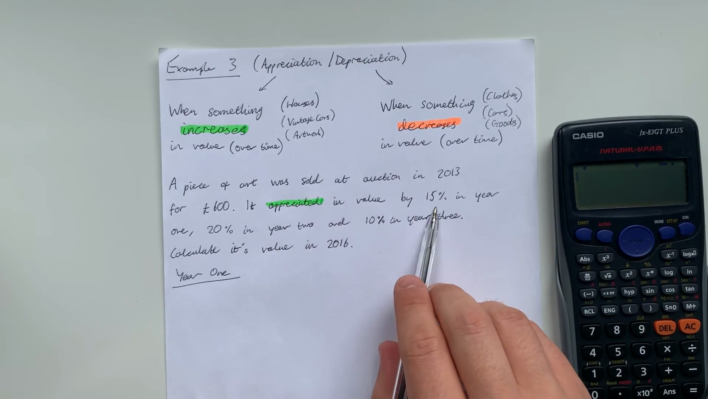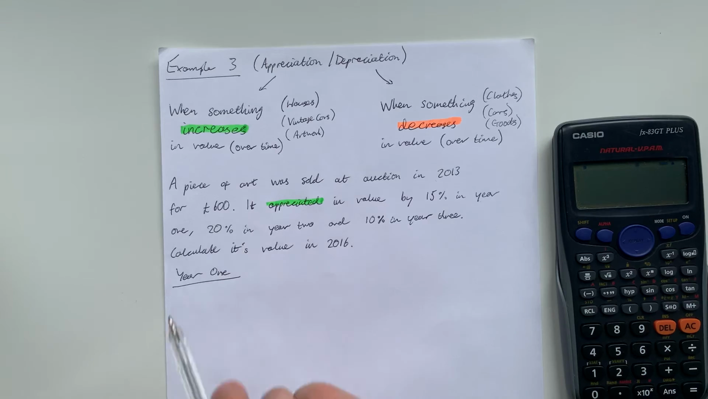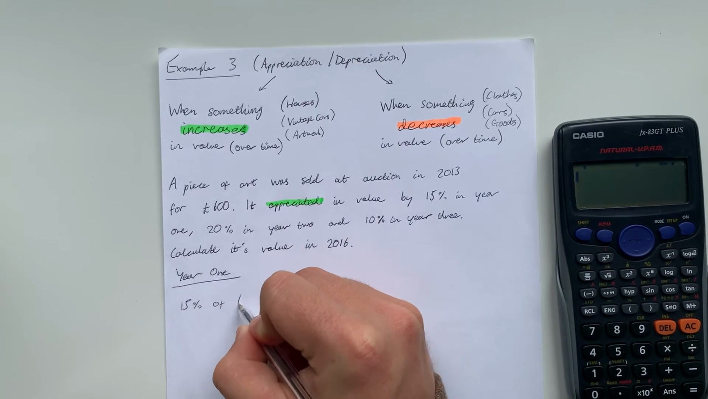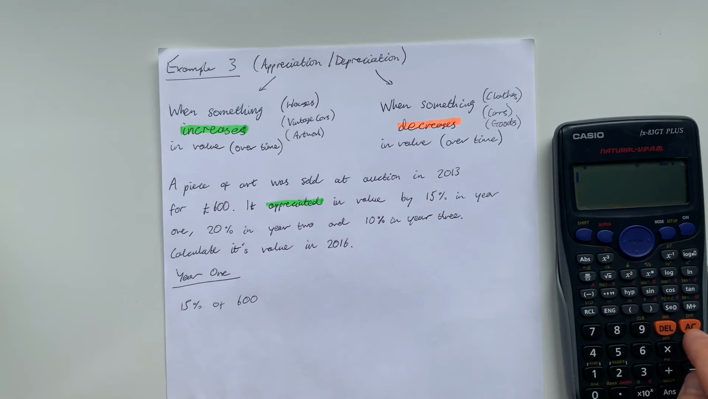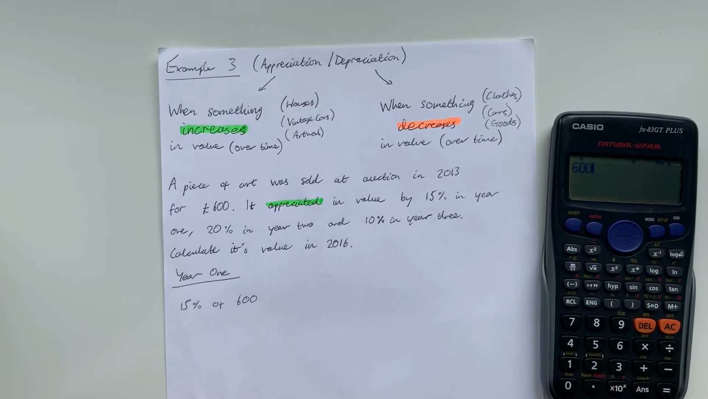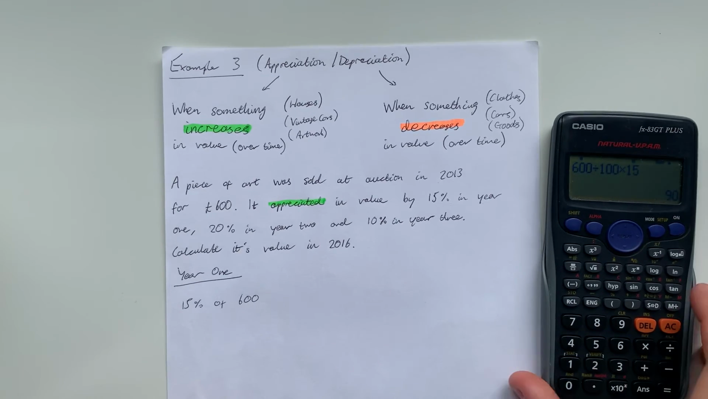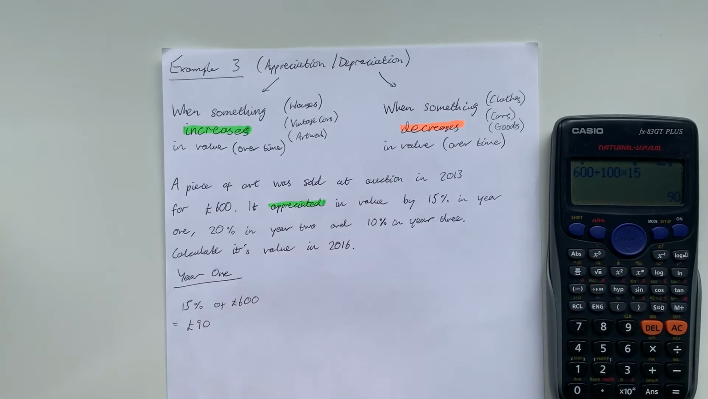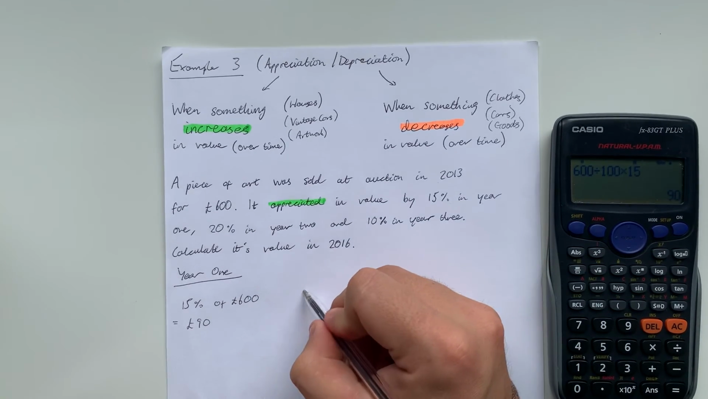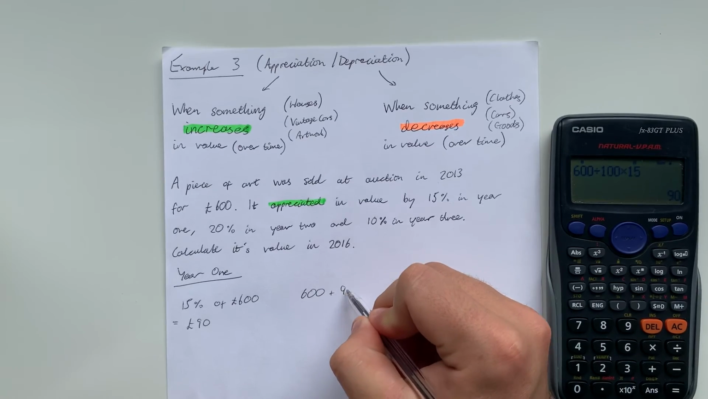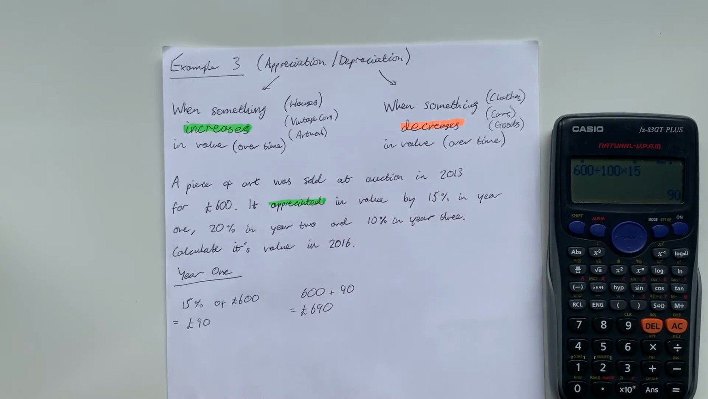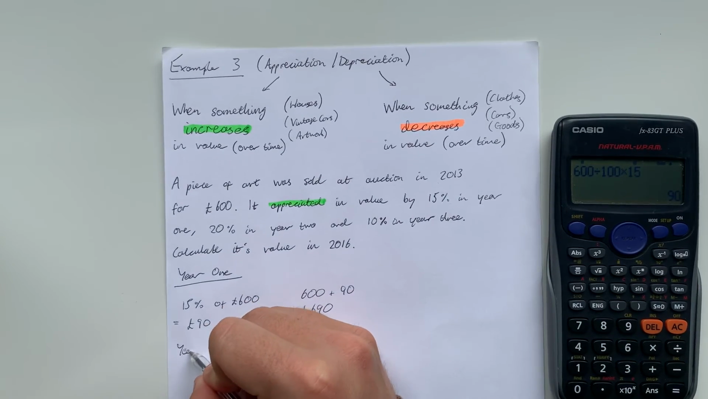So if it increases by 15%, it was £600. Let's find 15% of 600 and then add it on. How do we find 15% of 600? We do 600 divided by 100 times 15, multiplied by 15, sorry, which gives me £90. So then we add it on. So at the end of year 1, it's £600 plus £90. So at the end of year 1, it's worth £690. Excellent.